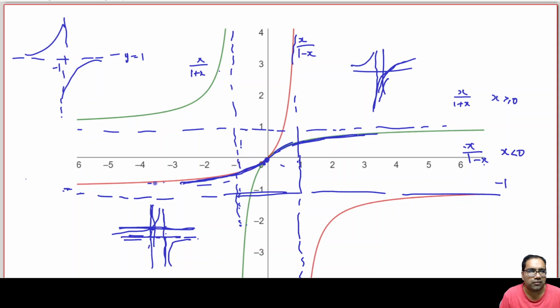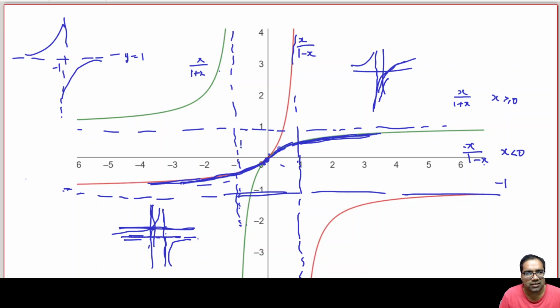So what is our overall graph? The overall graph is this entire blue one: the green one on the right side and the red one on the left side. Basically, we are taking half of the graphs of both the red one and the green one. Green one on the right side of 0, and red one on the left side of 0.